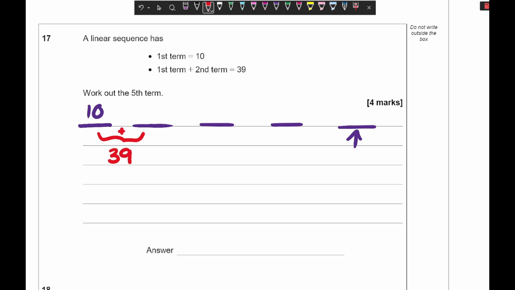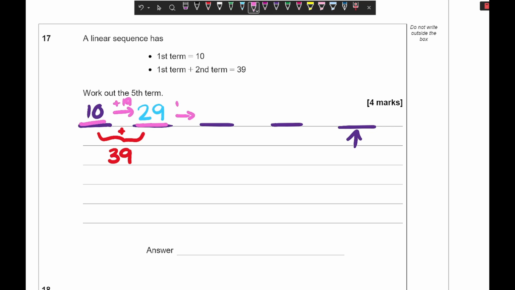So in terms of this, what number plus 10 gives me 39? Well, that's going to be 29. And then as it's a linear sequence, what I've got to do is find the difference between this number and this number. So to get from that number, I need to add 19.